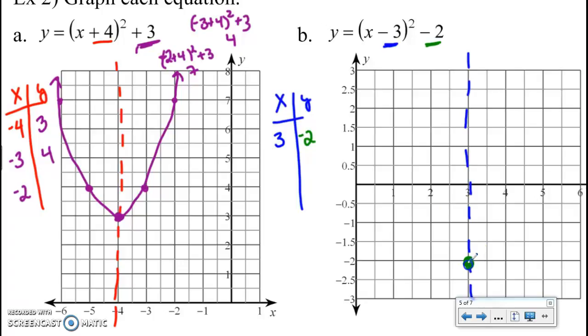Now, take a step to the right. I'm at 4, and then one more step to the right, and I'm at 5. Now we're going to plug those in. (4 minus 3) squared minus 2 gives us -1. And (5 minus 3) squared minus 2 gives us 2. So I have -1 and 2. Okay, we're reflecting those across. Look like this.